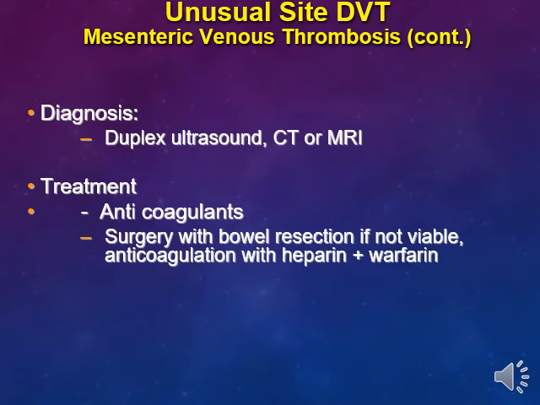The treatment is anticoagulation or lytic therapy, and exploration if the patient is not responding, and dealing with the bowel. If the bowel is not viable, we resect and do an anastomosis, and it may be combined with thrombectomy or insertion of a catheter-directed lytic therapy for the mesenteric vein.